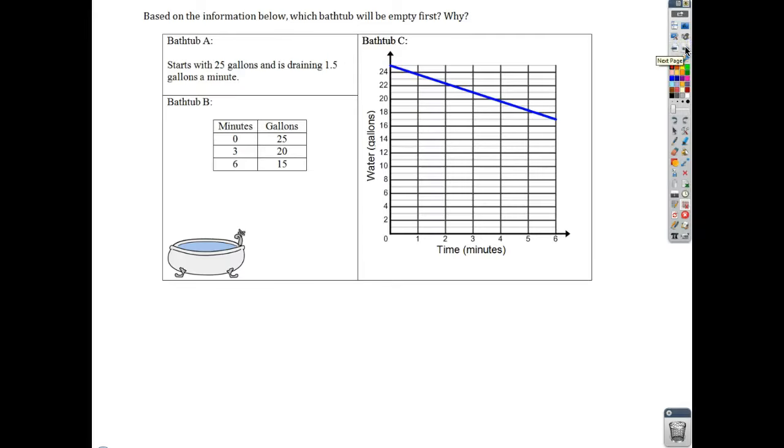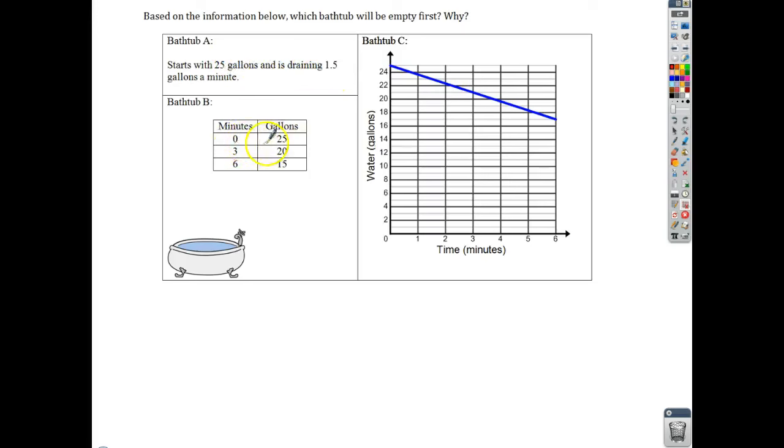All right, based on the information below, which bathtub will be empty first, okay? So go through there and try to figure out which one is going to be empty first. All right, so 25 gallons is draining 1.5 gallons a minute, okay? So it starts at 25 and it's going to empty at 1.5.